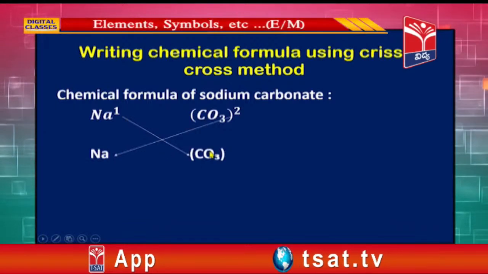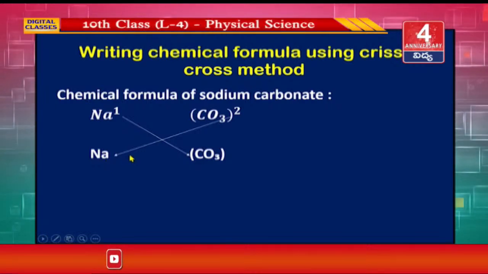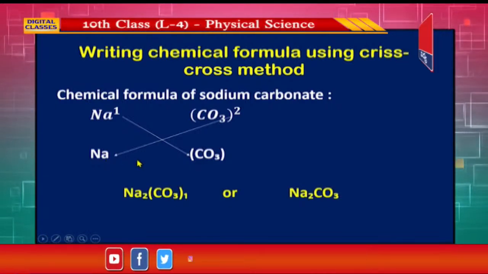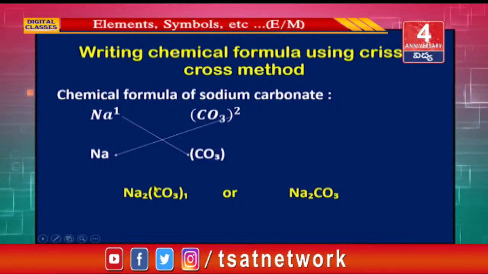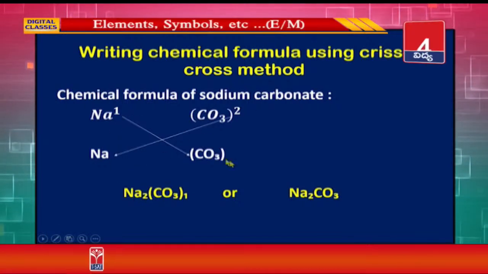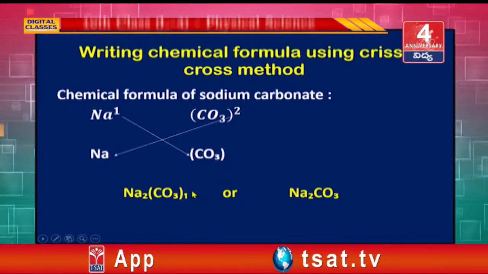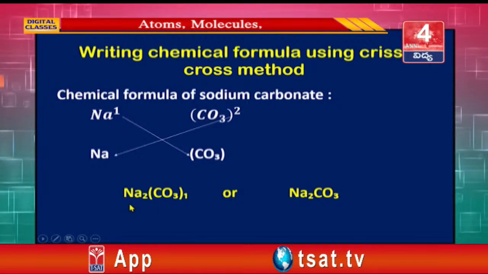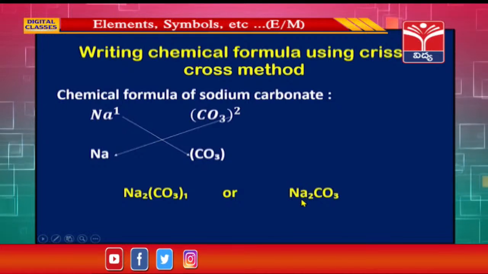See, the 1 will go here, and the 2 will come here beside sodium. So, the formula for sodium carbonate is Na2. This 2 is written with sodium here, and for CO3 the 1 is written with carbonate here. Or if it is a 1, we need not mention it separately, children. We will write it as Na2CO3. This is the chemical formula for sodium carbonate.